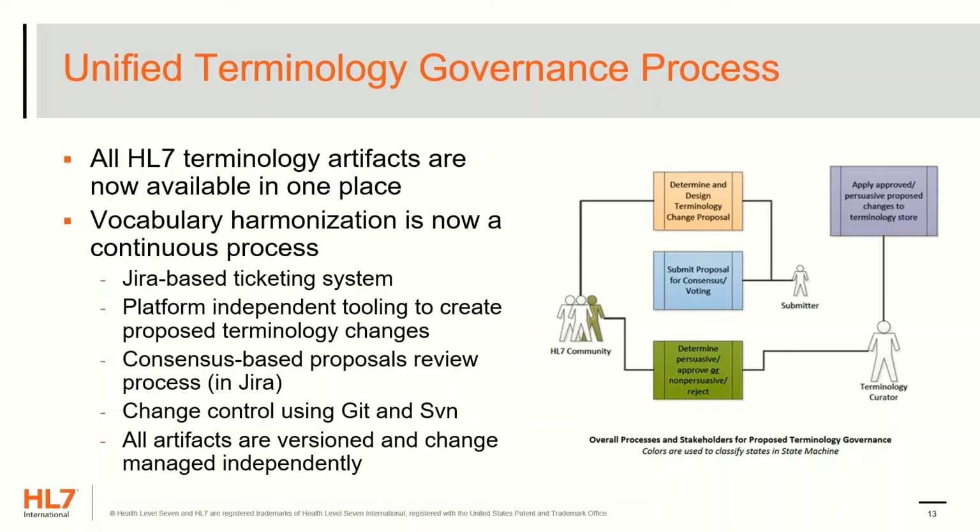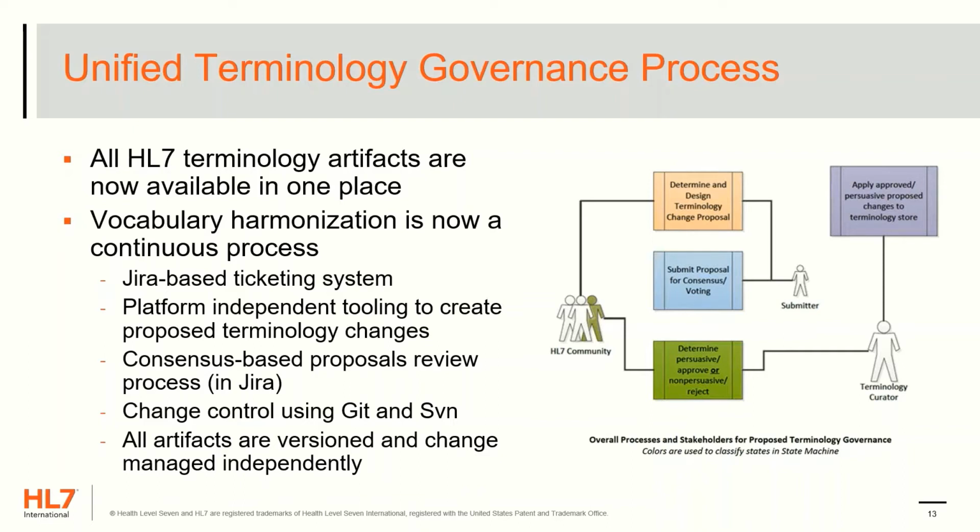The transition to the UTG solution for vocabulary maintenance at HL7 from the previous harmonization approach introduces several beneficial changes. First and foremost, all published HL7 terminology artifacts are now accessible and browsable in one place. There's no need for bulky downloads or installing tooling to browse the content. Vocabulary maintenance is also a continuous process. Harmonization used to occur 3 times per year, which led to delays in implementing vocabulary changes.